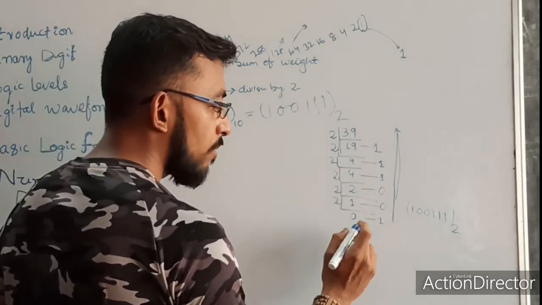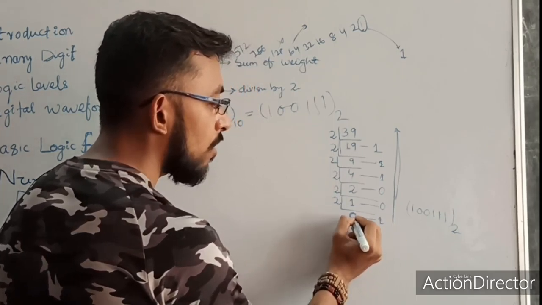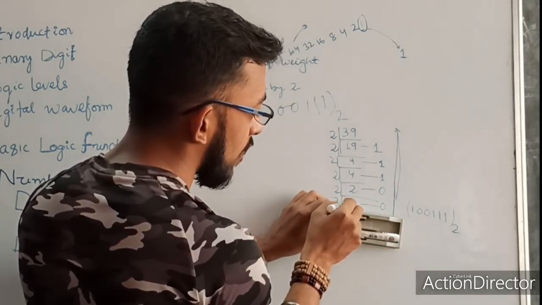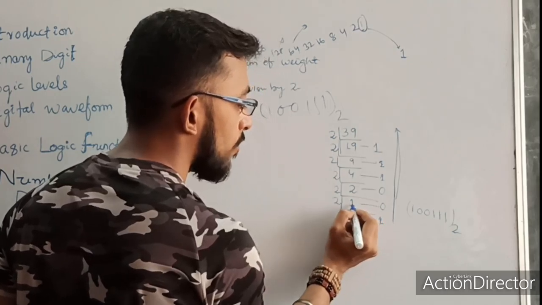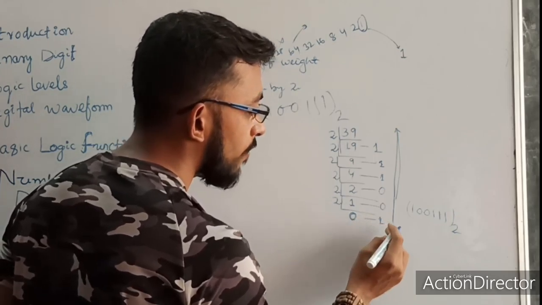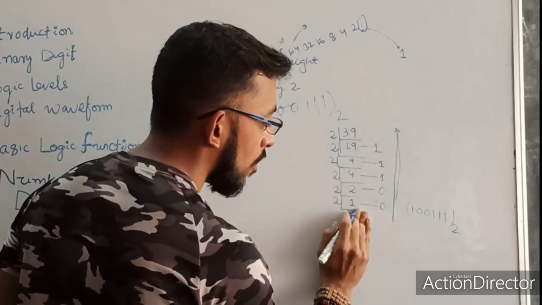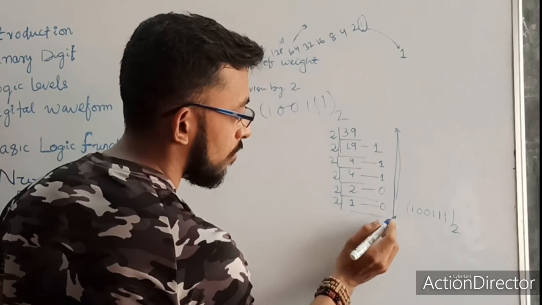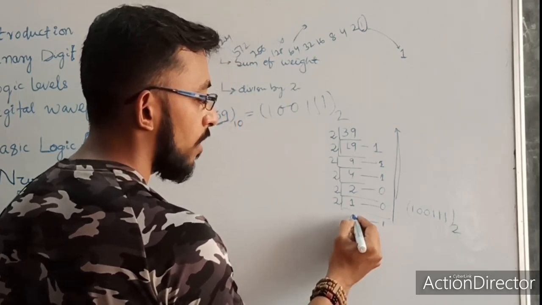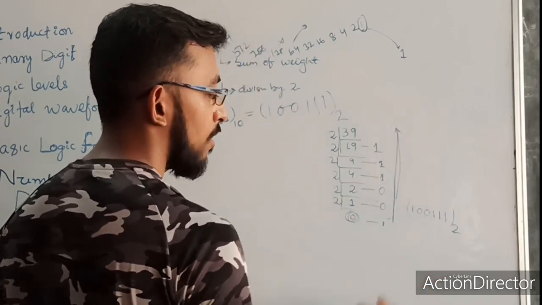When will you stop? You will stop when my quotient is 0. Either you stop when the quotient is 1, or you stop when the quotient is 0. When the quotient is 0, I take the values only from the remainders. If you stop at 1, then you also have to take the quotient value. So the best method is to take only the remainders, it is the simplest way. We will stop when our quotient becomes 0, and we take the remainders from bottom to top. I will write like this.